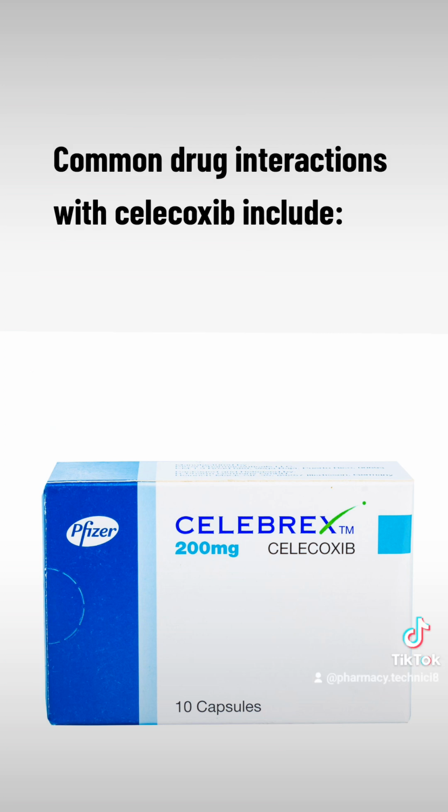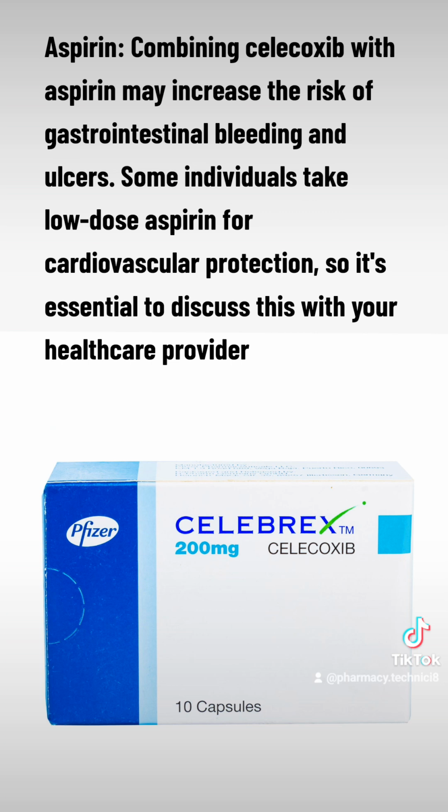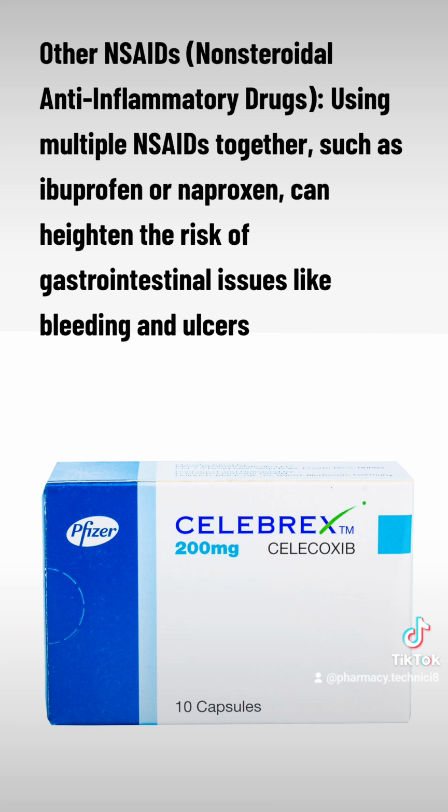Common drug interactions with celecoxib include aspirin. Combining celecoxib with aspirin may increase the risk of gastrointestinal bleeding and ulcers. Some individuals take low-dose aspirin for cardiovascular protection, so it's essential to discuss this with your healthcare provider. Other NSAIDs, nonsteroidal anti-inflammatory drugs: using multiple NSAIDs together, such as ibuprofen or naproxen, can heighten the risk of gastrointestinal issues like bleeding and ulcers.